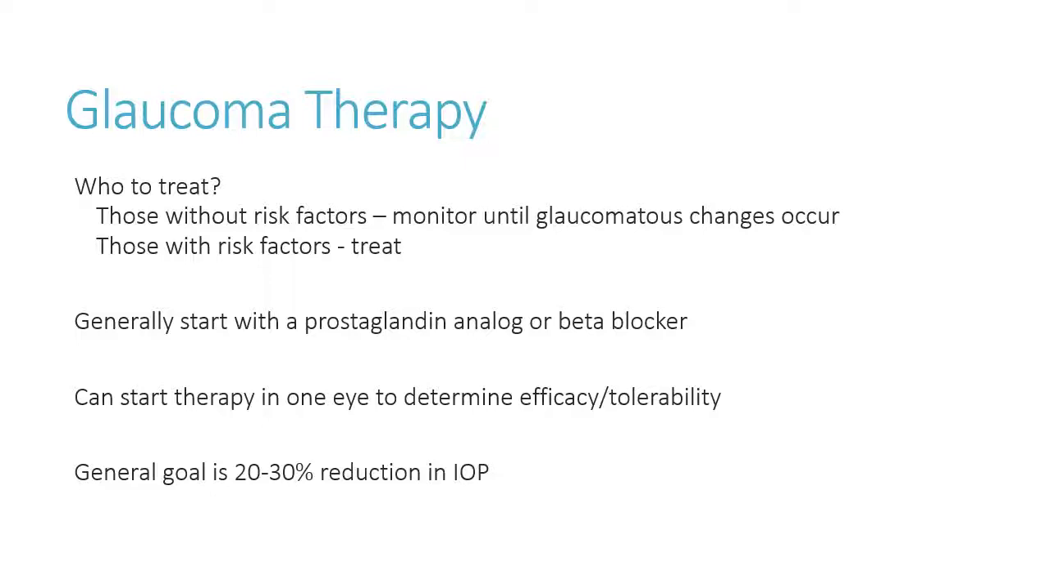Prostaglandin is pretty safe. What else could I use? A beta-1 selective blocker. So I could use something like Betaxolol, or I could use something like latanoprost. Either one of those would be correct answers in that situation there, right?